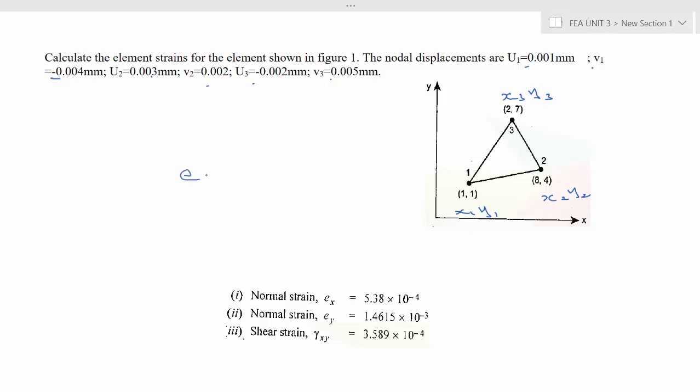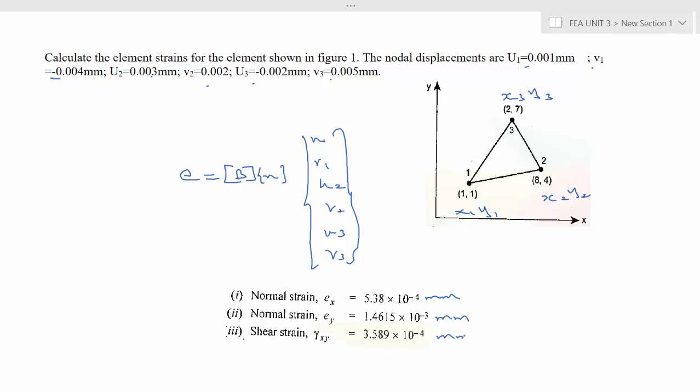So remember, the equation is E is equal to B into U, and the U is U1, V1, U2, V2, U3 and V3. Since we have 6 degrees of freedom, you will have a 6 cross 1 matrix. Okay. So the answer is Ex is equal to 5.38 into 10 power minus 4 mm, Ey is equal to 1.46 into 10 power minus 3 mm, and gamma xy is 3.589 into 10 power minus 4 mm. So you can verify your solution.